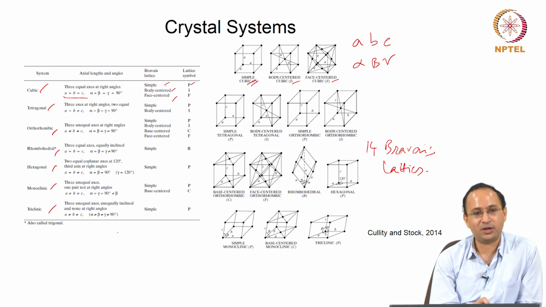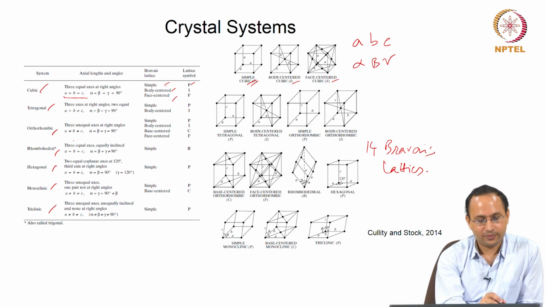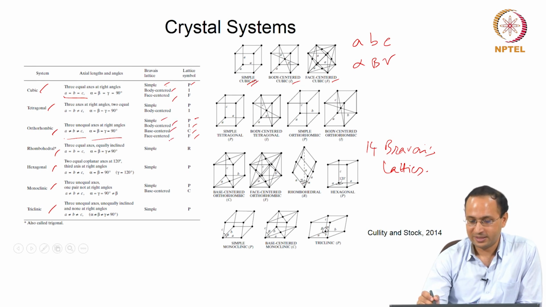Similar things you can do for tetragonal. Tetragonal is where you have a equals b but not equal to c. You can go over it, but this defines the crystal system. It can have a body centered tetragonal. Similarly, orthorhombic is where all 3 sides are not equal: a is not equal to b, is not equal to c. You can look at this, it has P, I, C, F: simple, body centered, base centered, and face centered. Base centered means atoms in the base.